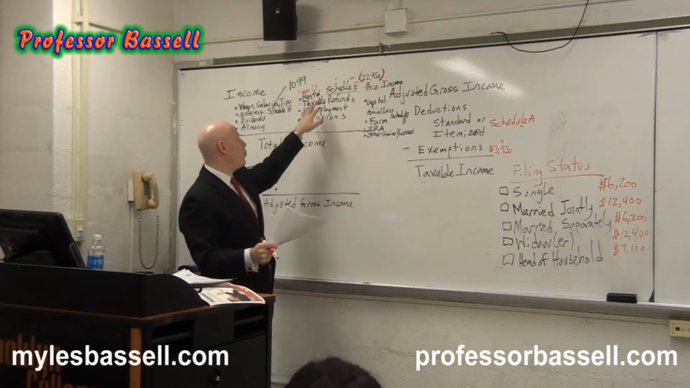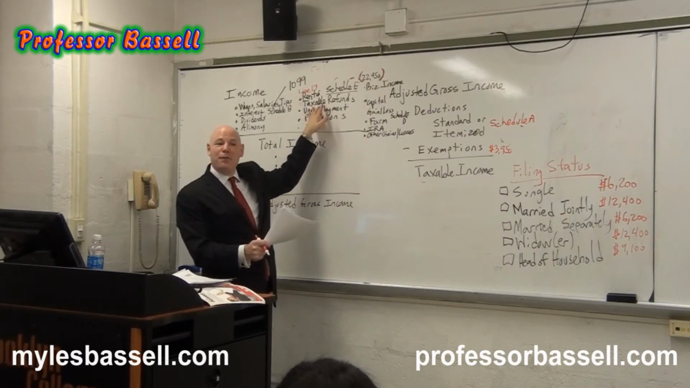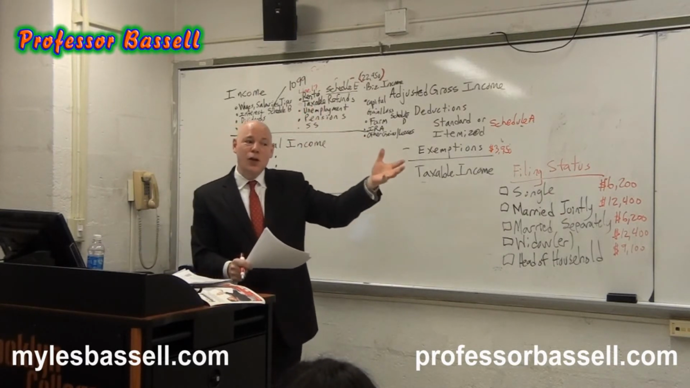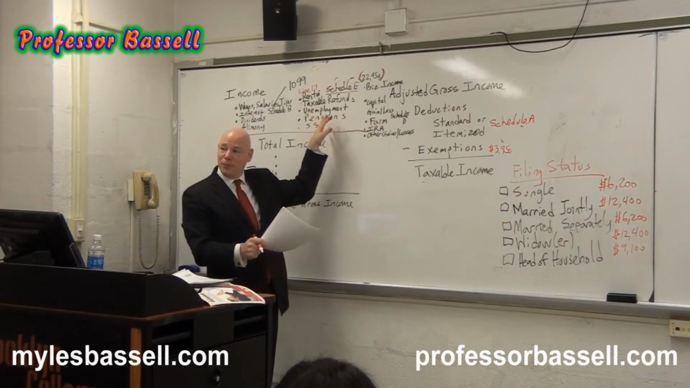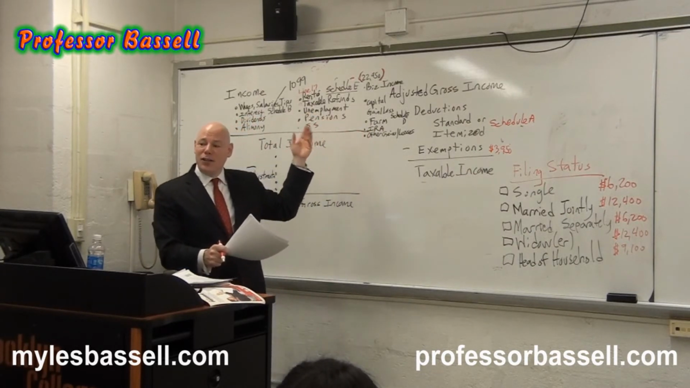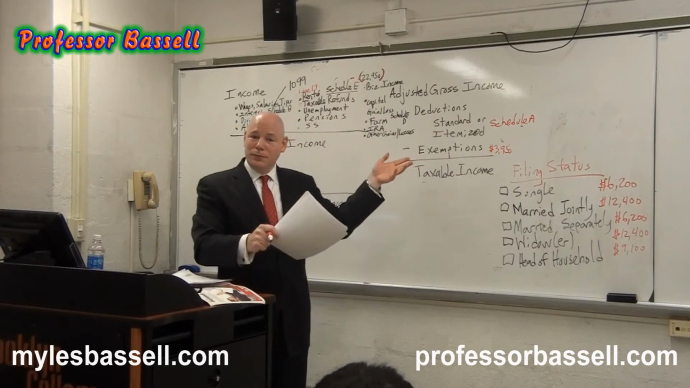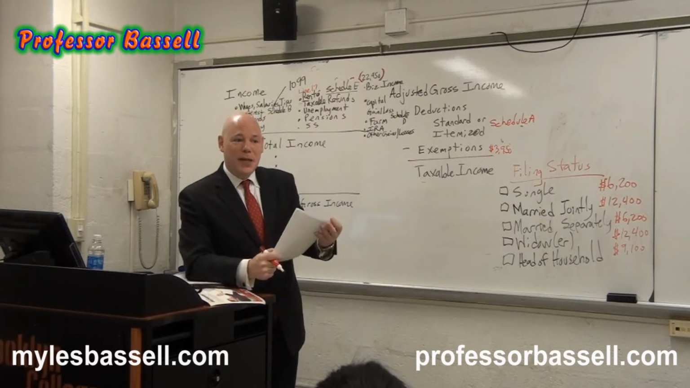So now, we need to report that the next year as income. Where do we report it? We report it as a taxable refund. That $5,000 that we got as a refund, we now have to report it as income on our federal return, on our 1040. Does that make sense?